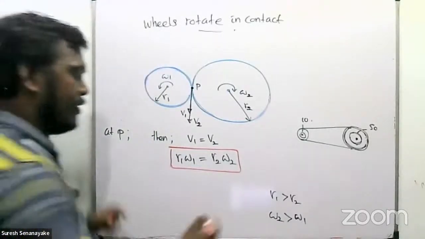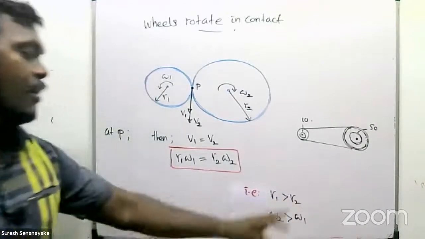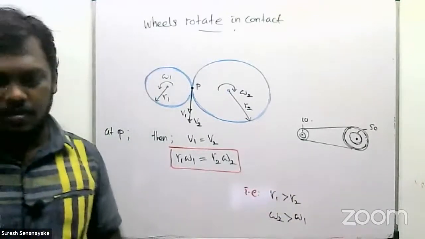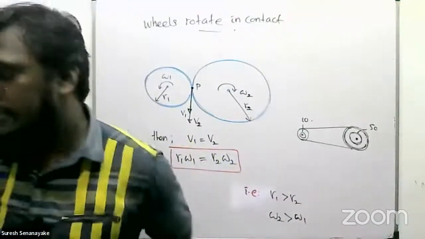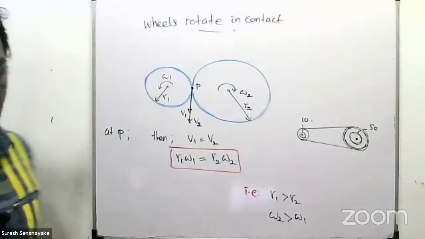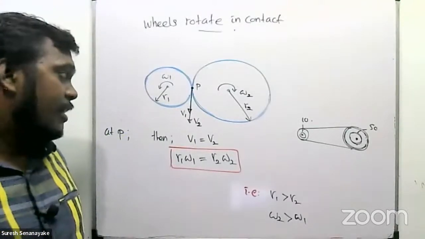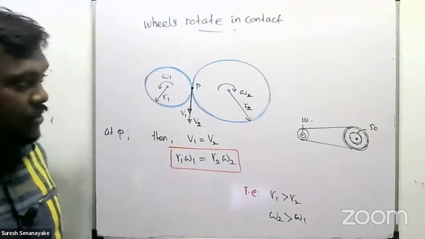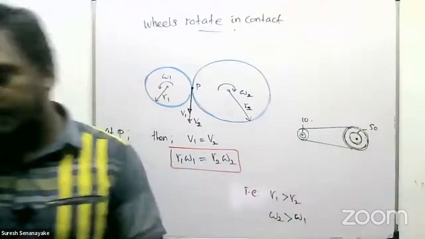Given that R1 is greater than R2, then omega 2 is greater than omega 1. If the larger wheel makes one rotation, the smaller wheel makes more than one, many rotations. That's the number of rotations they make. The ratio between them is equal to the ratio of their threads or radius.